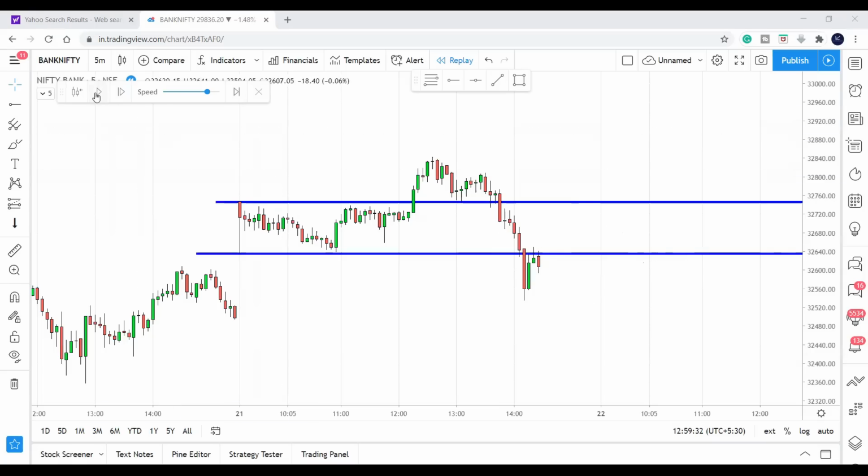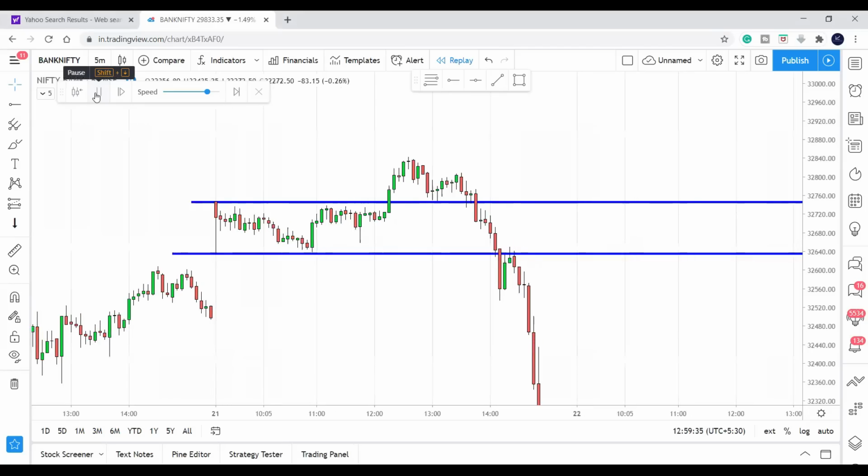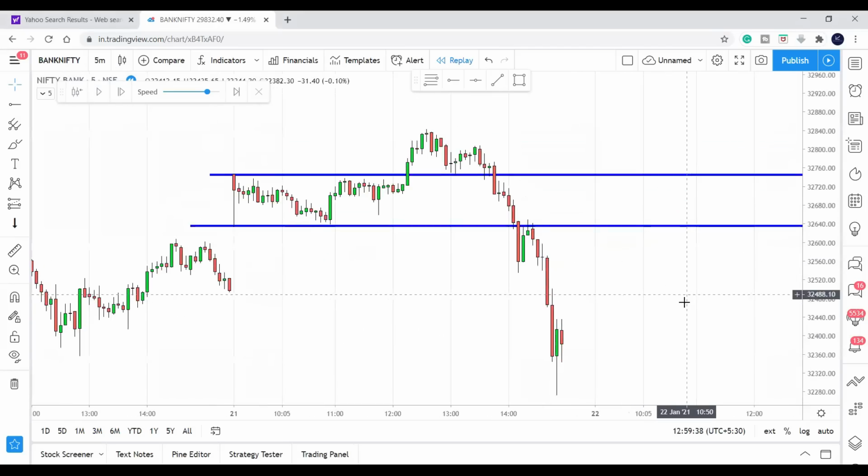Now let us see what happens. Look at this. This is what trading is all about. Trading, nothing works 100% of the time. Just follow a minimum of 1:2. The higher the risk reward, the better it is.